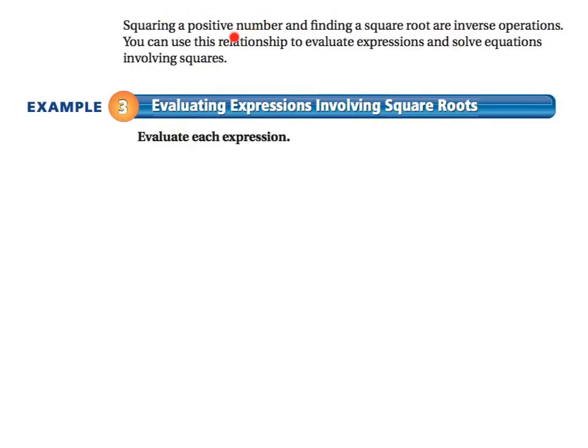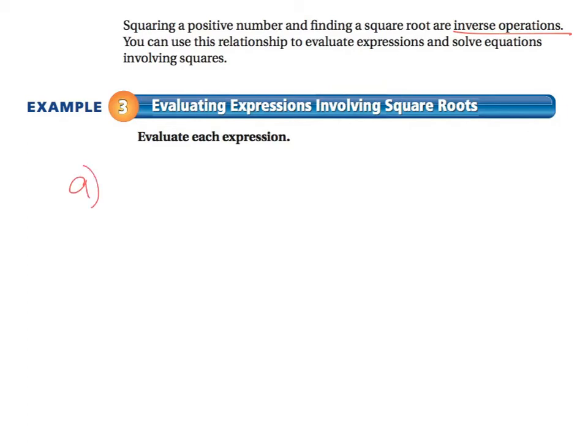Now, squaring a positive number and finding a square root are inverse operations. That's important. Squaring a number and finding a square root are inverse operations. You can use this relationship to evaluate expressions and solve equations involving squares. So we're going to do some examples.